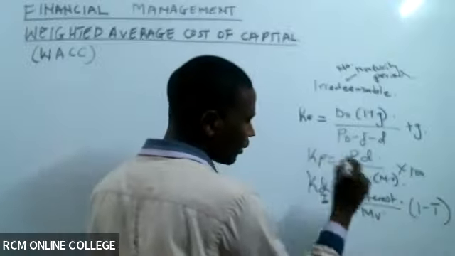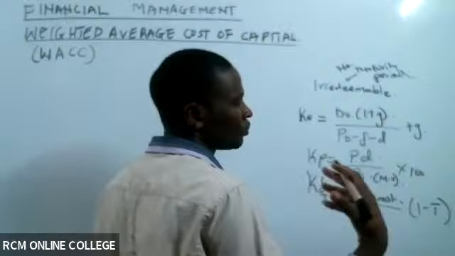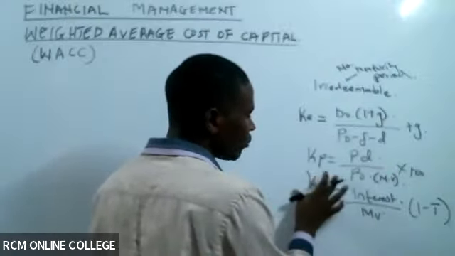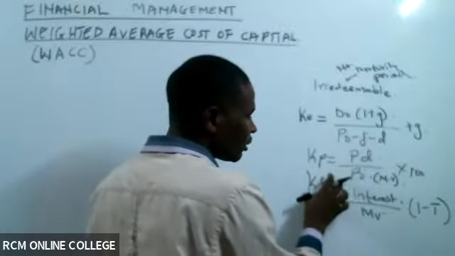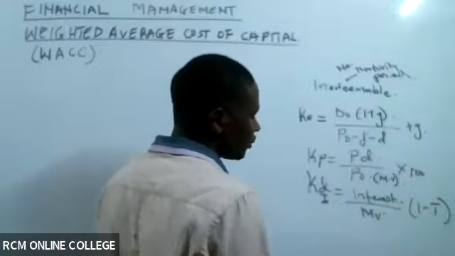So wakati umeona swali hajataja the period, number of years, 10, 20, 30, 50, like that, know that you're dealing with a debt that is not redeemable. It goes up to infinity.